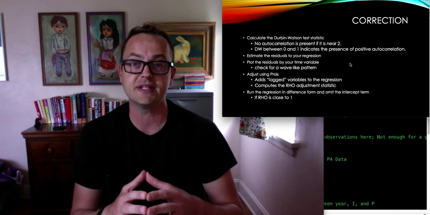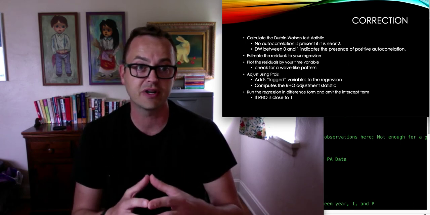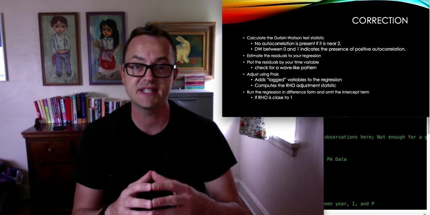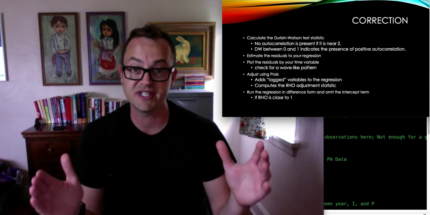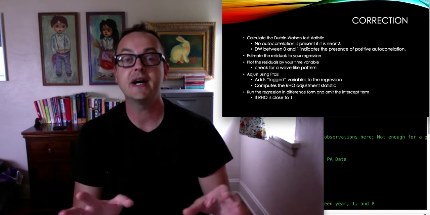So to correct these, we do a number of steps, and I offer a couple of steps for you to do after you perform your regression. First, we look at the Durbin-Watson test statistic. This test statistic usually ranges from 0 to 4. A rule of thumb, again, a simplified rule of thumb.